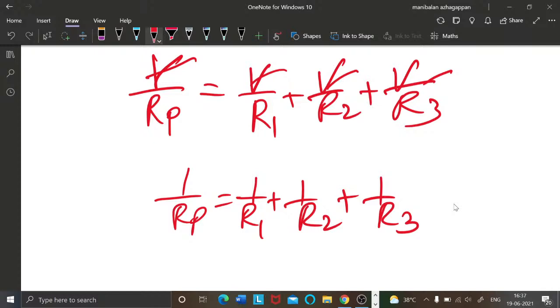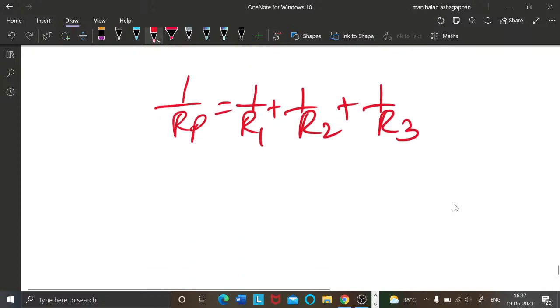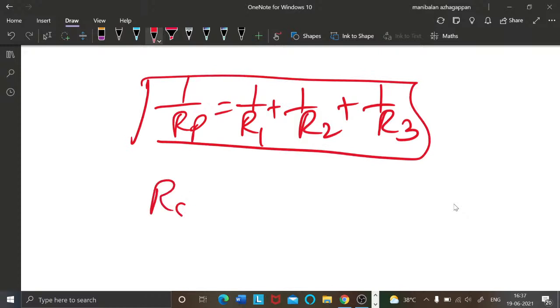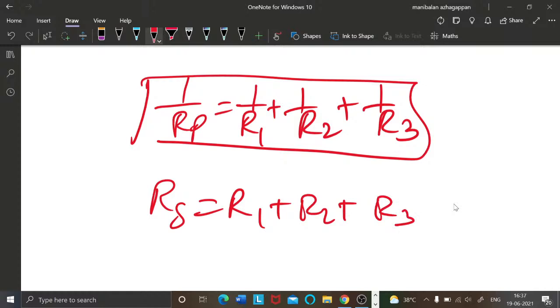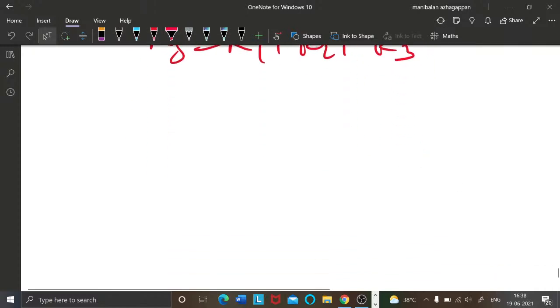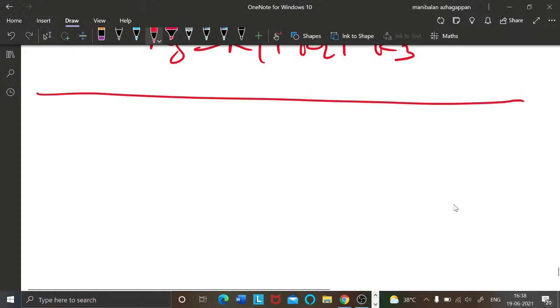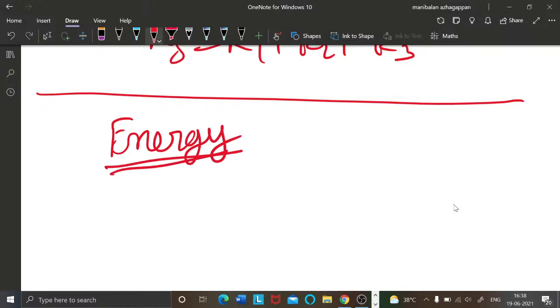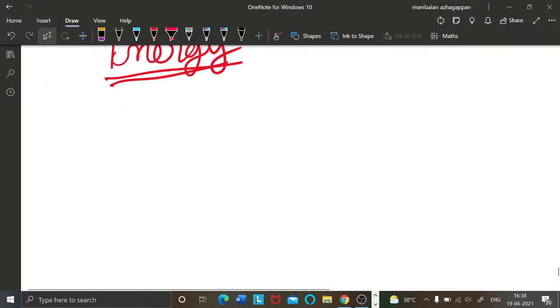So we got resistance in parallel. Resistance in series we already know: R1 plus R2 plus R3. Now we have learned resistance in parallel, so both calculations we have learned. Next, the energy formula and power formula. It is a very important topic that we are discussing.